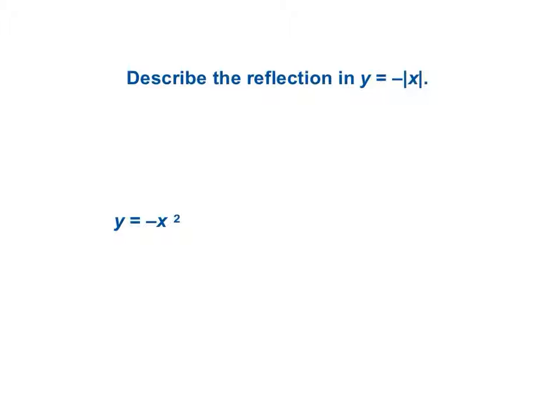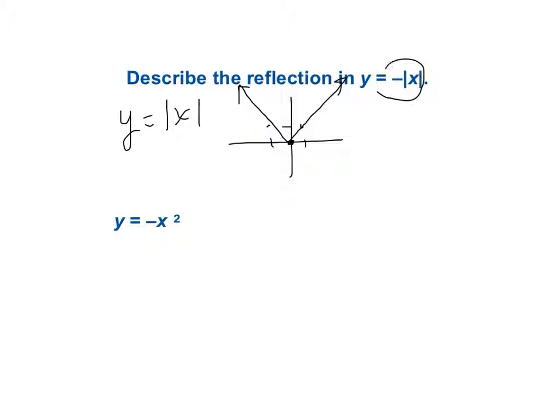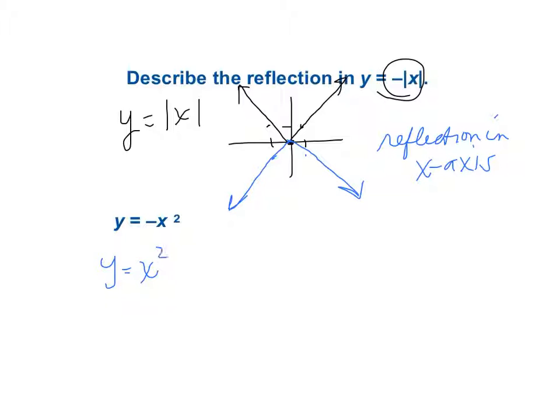So remember that the parent function y equals the absolute value of x has its point at 0, 0, over 1, up 1, over 1, up 1. And this negative out in front is going to change its direction. So instead of up 1, it's going to look like this, the blue. So we call this a reflection in the x-axis. Okay? Now, y equals x squared is a quadratic.